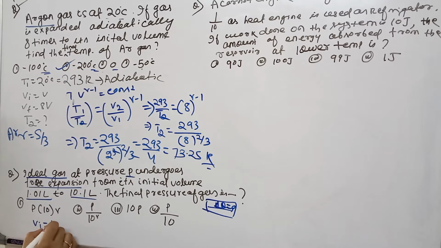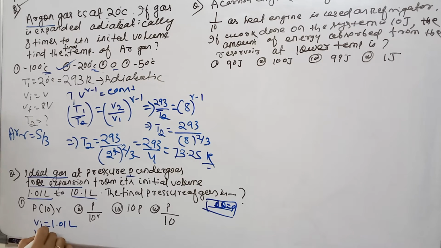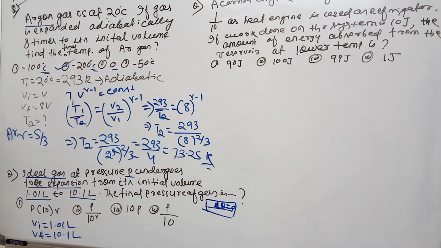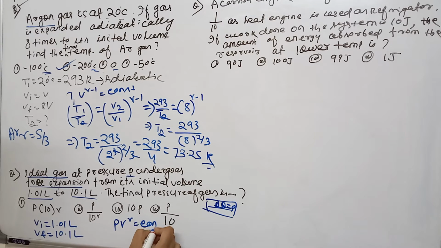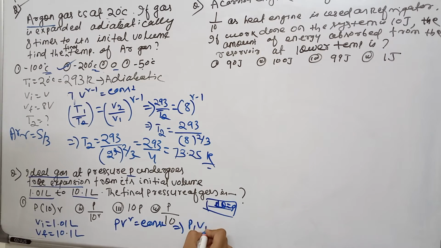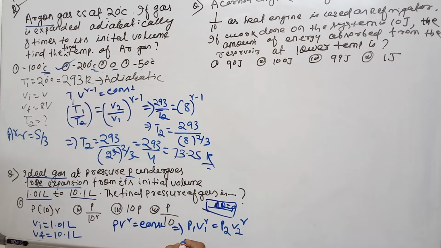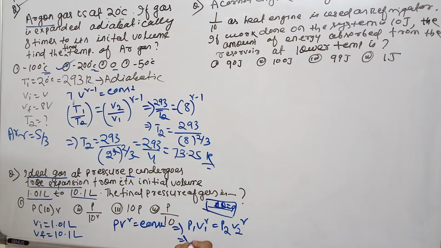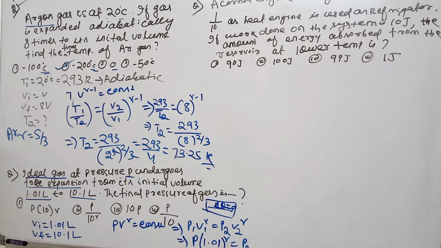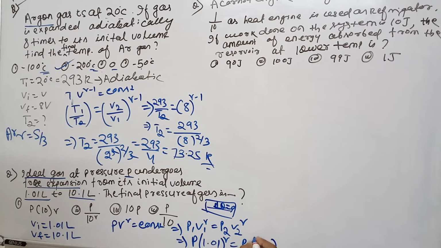Initial volume is how much? That is equal to 1.01 liter. Final volume is given, that is equal to 10.1 liter, and it is an ideal gas adiabatic process. Initial and final volume are given, so which relation are we going to use? PV^gamma is equal to constant. That means P1 V1^gamma is equal to P2 V2^gamma. So P1 is, suppose, P initially, V1 is 1.01 to the power gamma, is equal to P2, that we want to calculate, V2 is 10.1 to the power gamma.